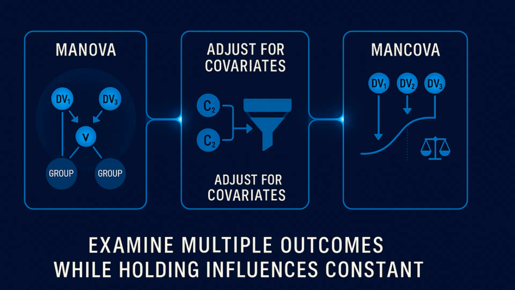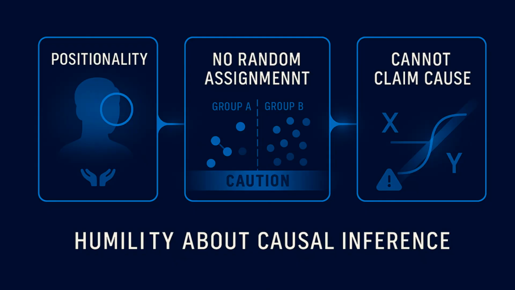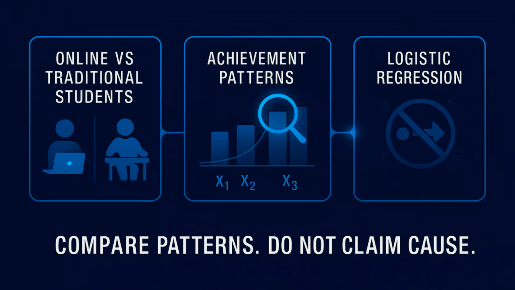MANCOVA extends the logic of MANOVA by adjusting for additional variables that could affect the comparison, allowing the researcher to examine several dependent variables at once while holding other influences constant. The researcher's positionality requires humility about causal inference. Because the groups were not randomly assigned, any differences found cannot be claimed as causes. Comparing achievement between online and traditional students reveals important patterns, but the design cannot assert that instructional modality caused those outcomes.